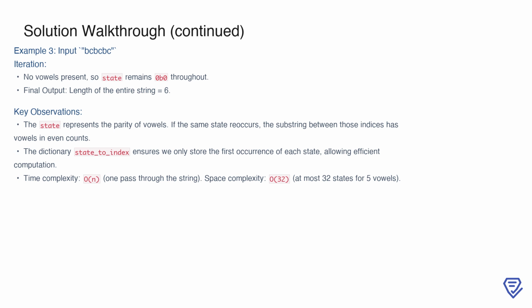The key takeaways from these examples are that the state variable effectively tracks the parity of vowels, and the dictionary ensures efficient computation by storing only the first occurrence of each state. With a time complexity of O(N) and space complexity limited to at most 32 states, this solution is both optimal and scalable for large inputs.